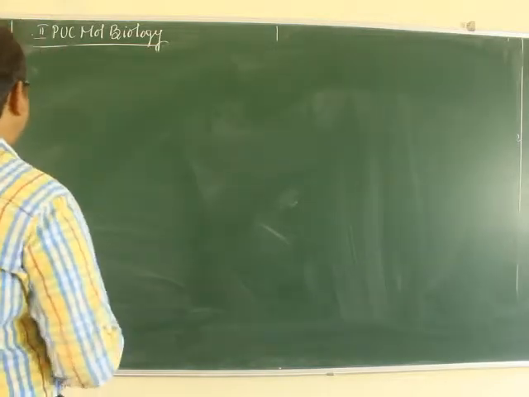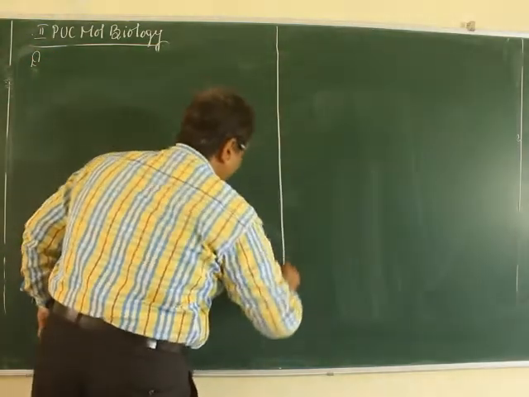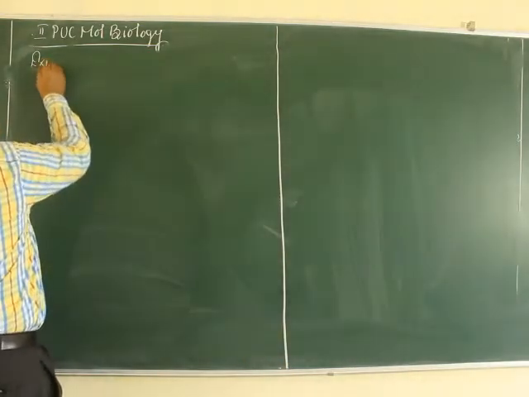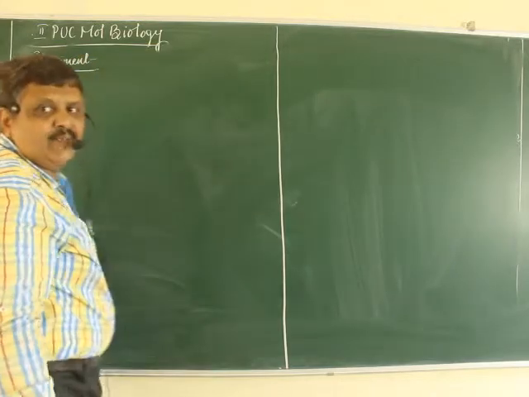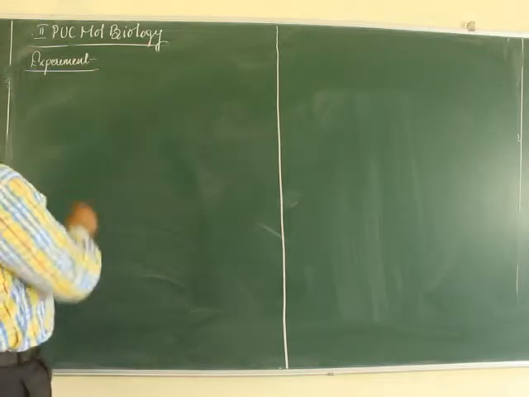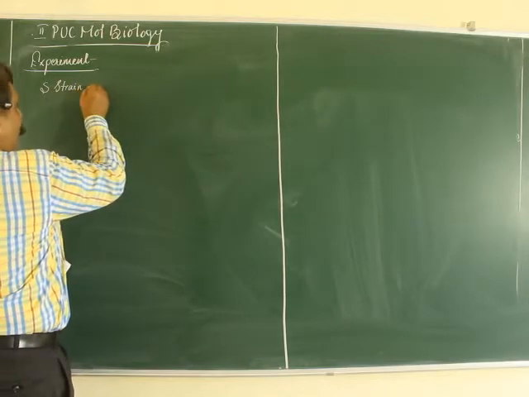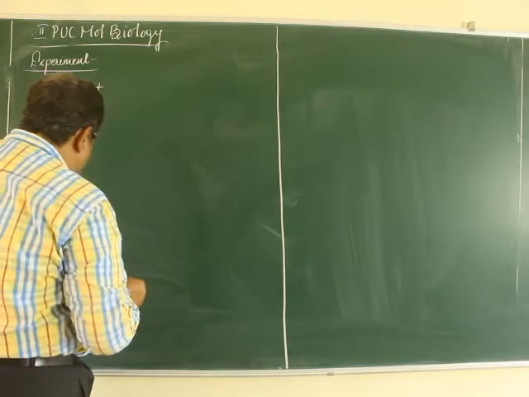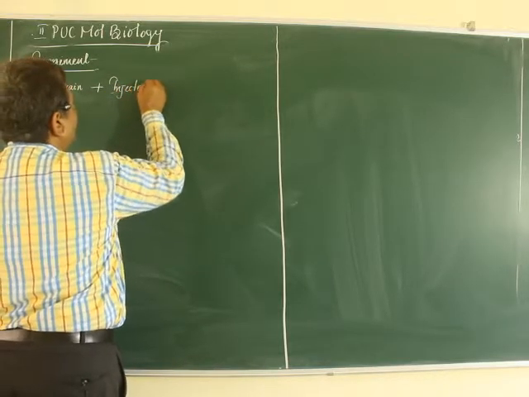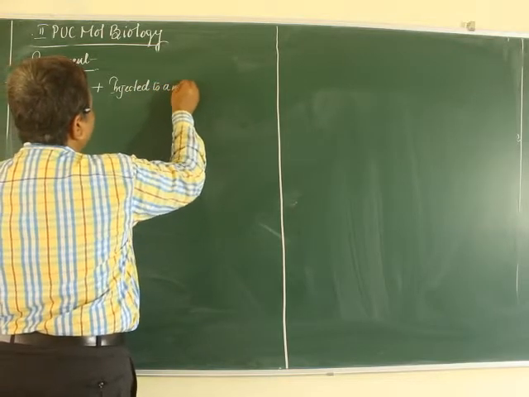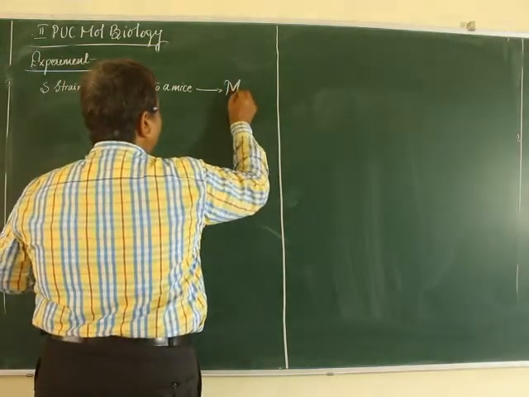What he did in his experiment was like this. He took S strain Streptococcus pneumoniae bacteria and injected it into a mouse, and obviously it was virulent. The mouse died.